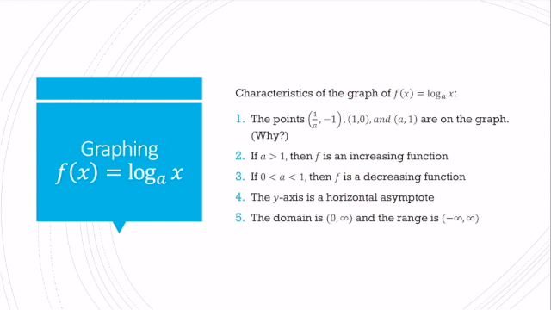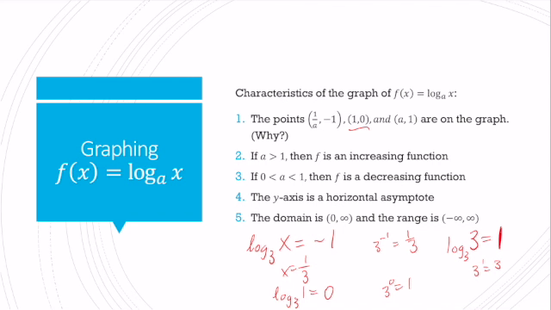So for log base a of x, these points are going to be on the graph. Okay, that's because if I have log base 3 of x is -1, right? That's going to mean my x equals 1/3, because 3 to the -1 power gives me 1/3. If I have log base 3 of 1, what power do I raise 3 to get 1? Well, that's going to be 0. And if I have log base 3 of 3, what do I raise 3 to get itself? It's going to be 1.